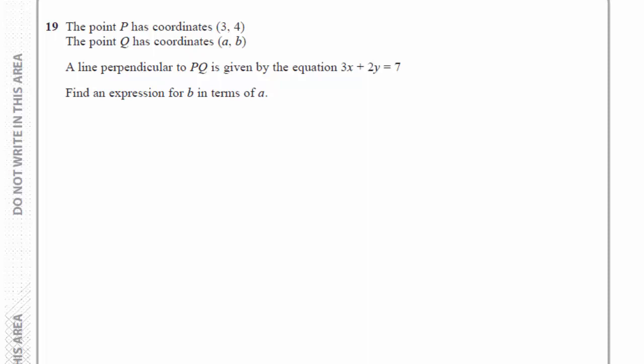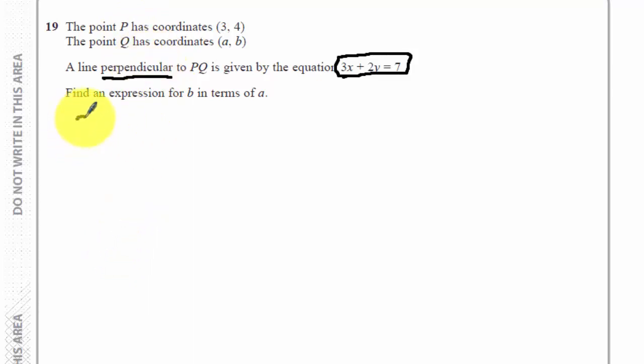There's quite a bit of knowledge you need to know to solve this question that we will go over as we go through it. But one of the first things you need to know is that if two lines are perpendicular, their gradients multiply to -1. So the gradient of this line here, multiplied by the gradient of the line that PQ is on, will equal -1.